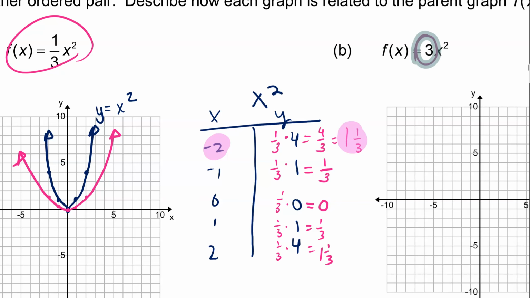Wait, so I'm still a little bit confused. So for the y part, I understand that it's always going to be -2, -1, 0, 1, and 2 for x, right? Yeah. On the left. But for y, the blue ones were our parent function, and I plugged in my x values, squared them to get the blue numbers, right? Oh, so it's just -2 to the second. -2 to the second, yeah. -2 times -2 is just 4.